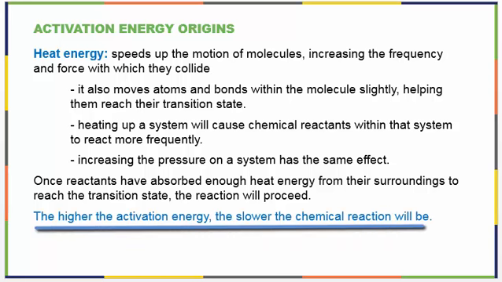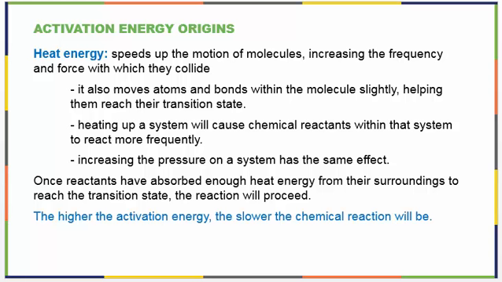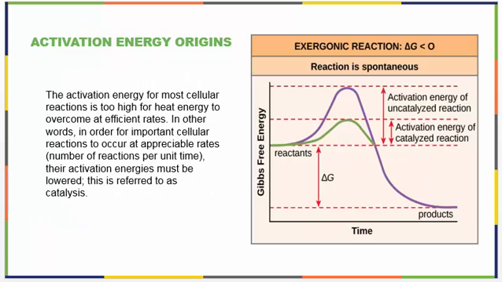The higher the activation energy, the slower the chemical reaction will be. It takes a long time to get over that activation energy hump so you can get the ball rolling down the hill and continue on with your reaction. The activation energy requirements for most cellular reactions are too high for heat energy to overcome at efficient rates. In other words, in order for important cellular reactions to occur at appreciable rates, the number of reactions per minute, their activation energies must be lowered. The lowering of activation energies is called catalysis, and the agent that does it is a catalyst.